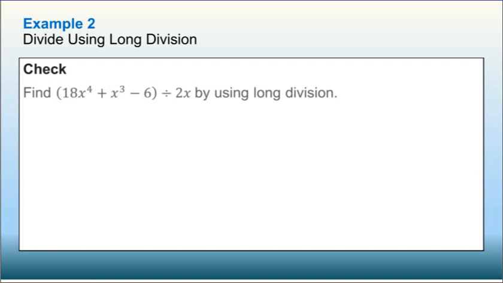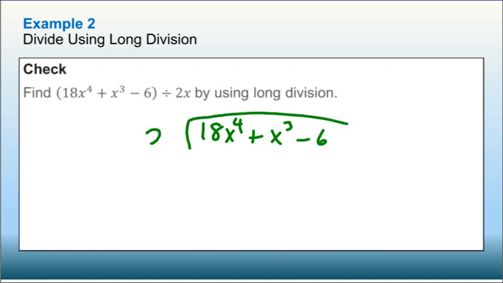Next, using long division here, so I've got 18x to the 4th plus x cubed minus 6, and I need to divide that by 2x. So 9 times 2 is 18. X times x cubed gives me x to the 4th. Subtract, and I get x cubed left over, or I bring down the x cubed.